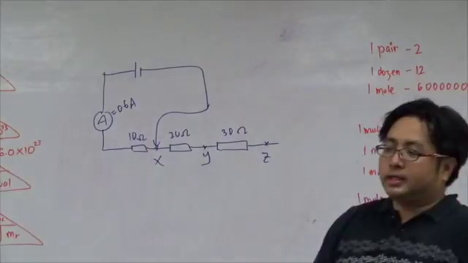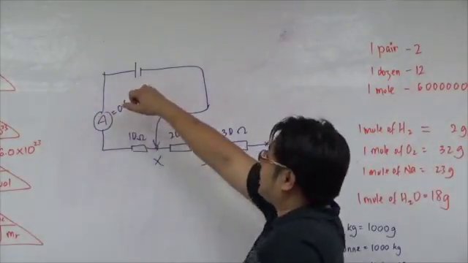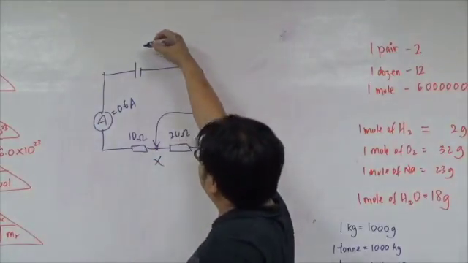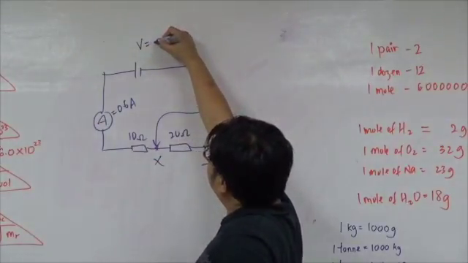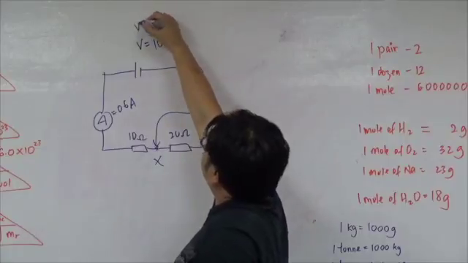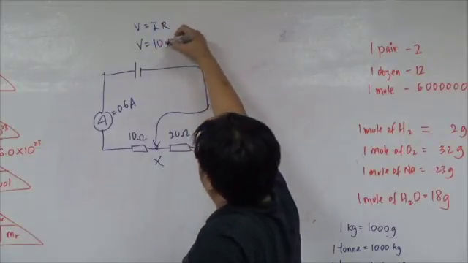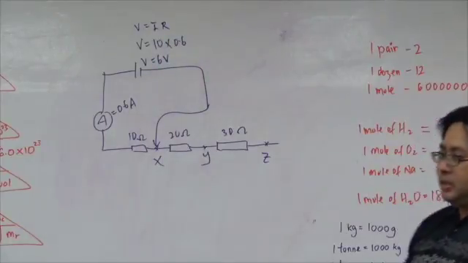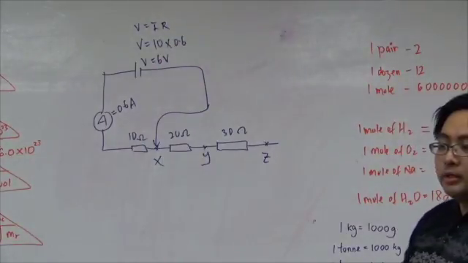So based on this, I can calculate the voltage. What's the formula for the voltage? V is equal to I times R. So it's 10 times 0.6. 6 volts, right?